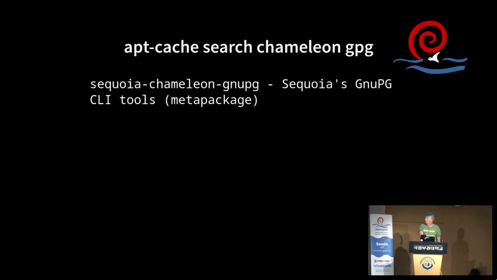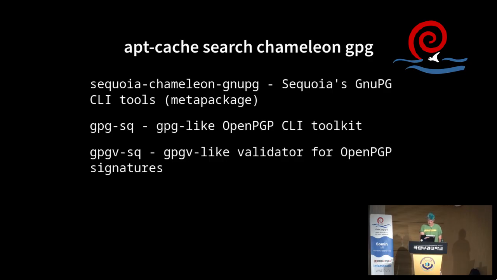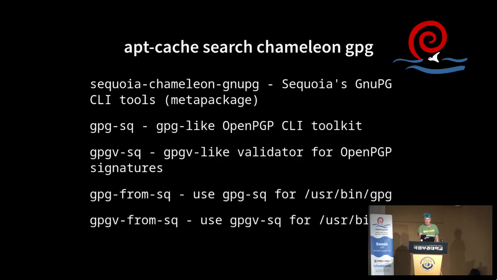If you do apt search chameleon gpg in unstable now or in Trixie, you see these packages are there. There's also the separation between gpg and gpgv. V is the verifying tool. This is if you just want to verify but sign with Sequoia, or the other way around. You can choose both things.